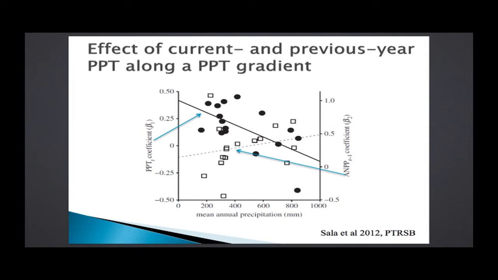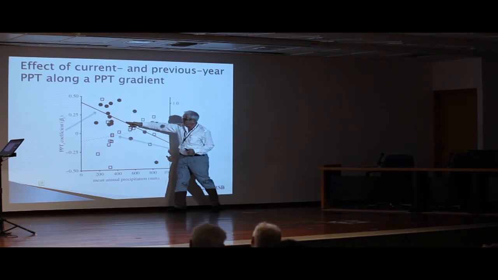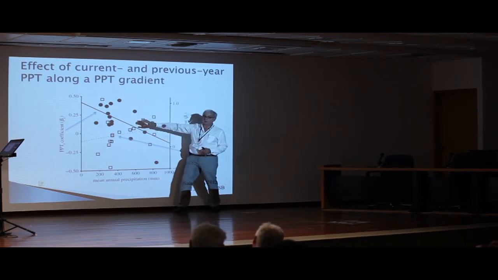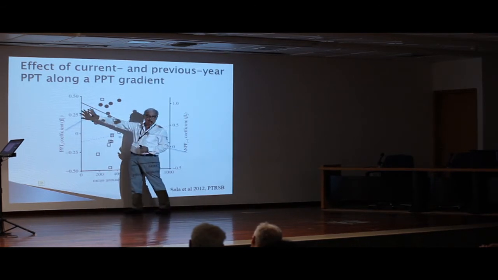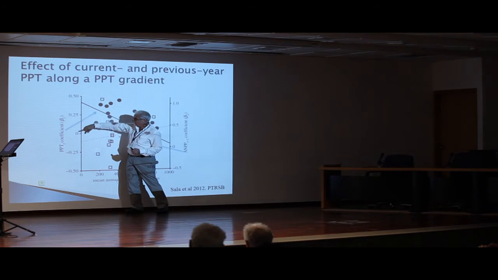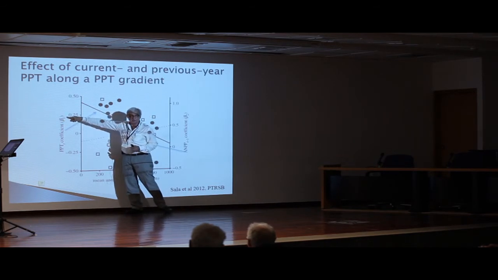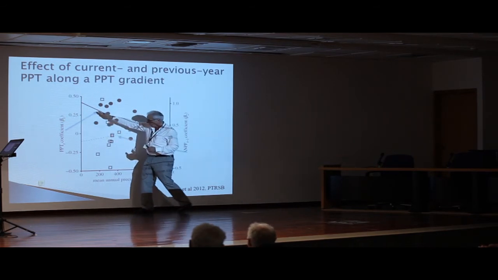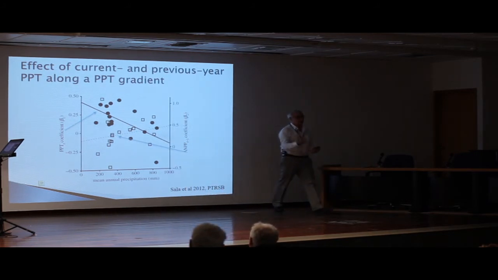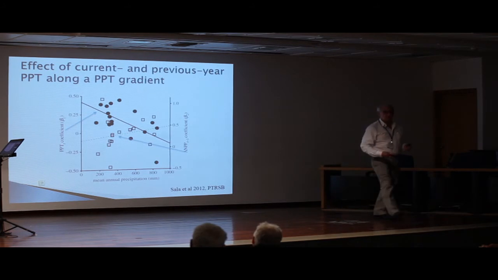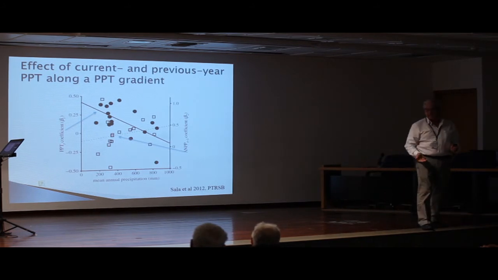And then if you imagine our linear model that we were using, you see that for the precipitation of the current year, the effect on primary production, the partial coefficient beta 1 of this linear model, decreases with mean annual precipitation. I think it makes sense: precipitation becomes less important as the systems become wetter and wetter, and other factors besides water become more important.